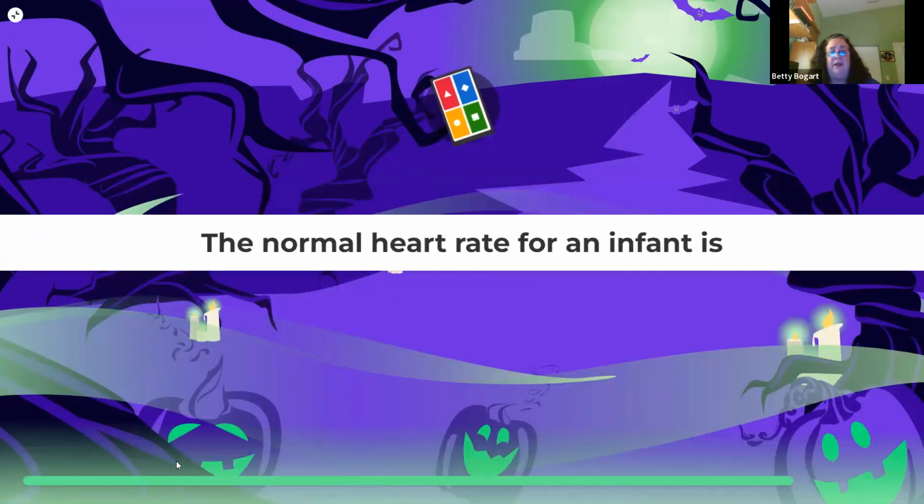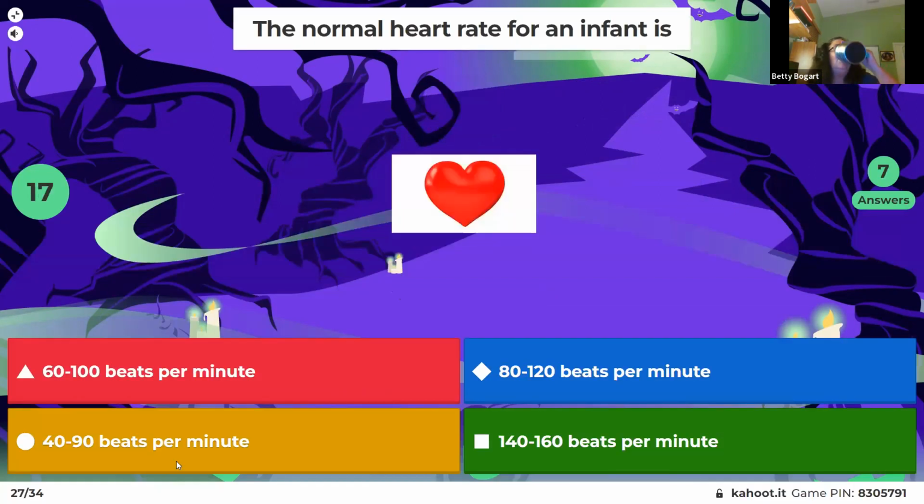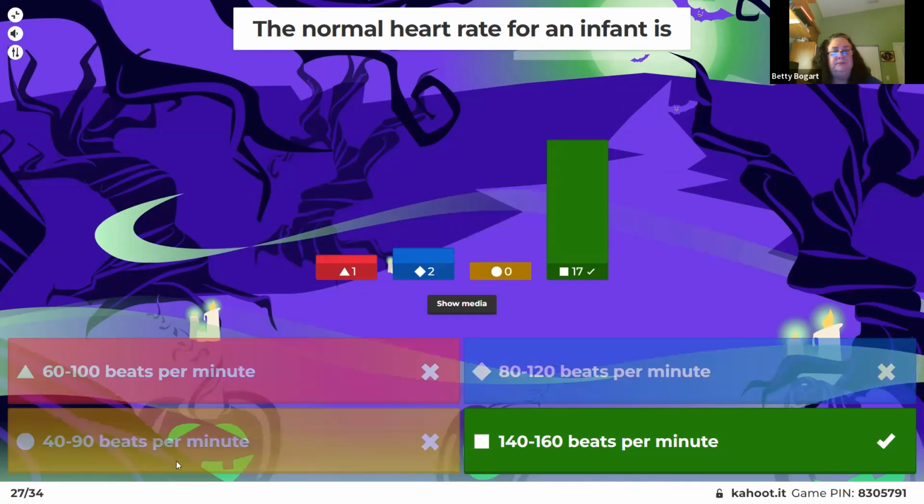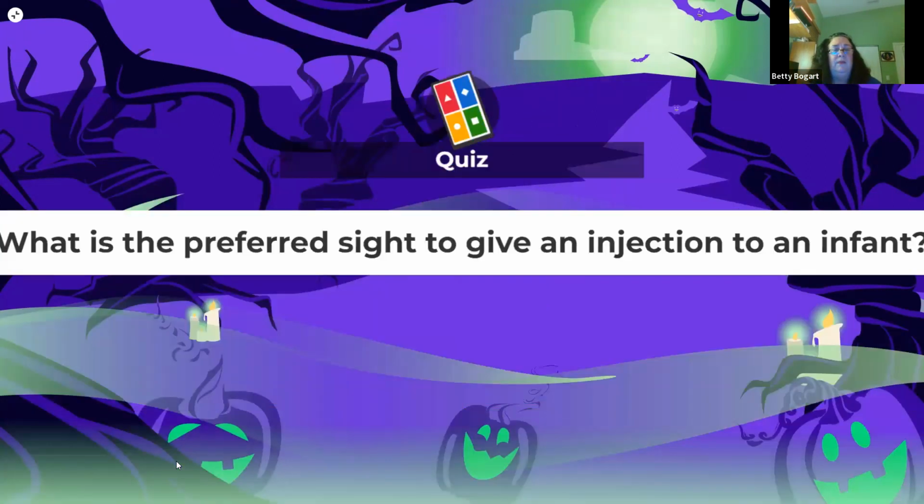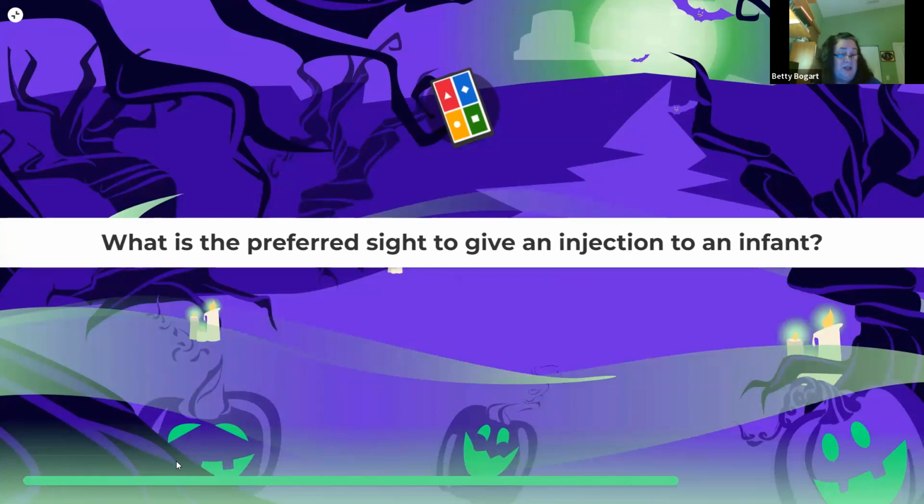Normal heart rate for an infant is 140 to 160. So then I'll ask you, if an infant is on digoxin, and they can be very safely, if they're on digoxin and the heart rate is 110, would you give it? No, you tell a physician. You see the difference between adults and children and why you need to know heart rates. Good. What is the preferred site to give an injection to an infant?